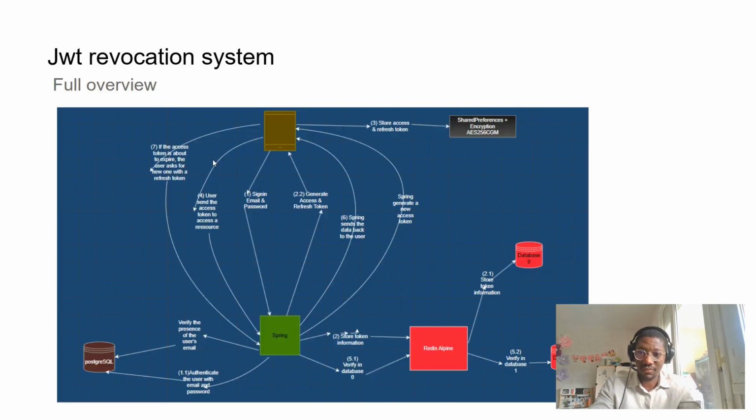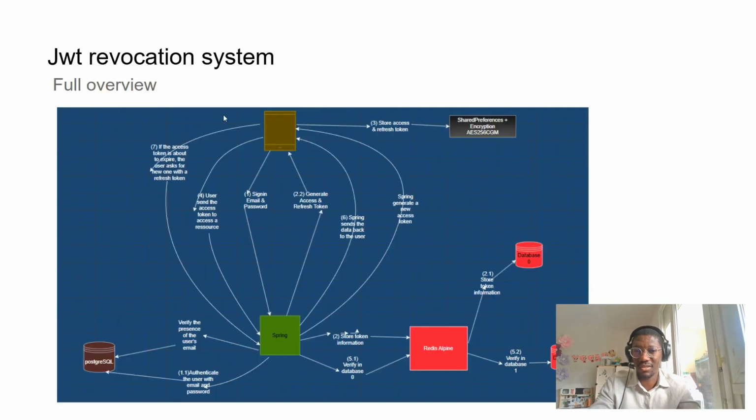So if the access token is about to expire, the user must request a new access token. So you will send a refresh token, and Spring will verify the signature of that token. Also, verify all the claims that you saw earlier that have been stored here in our database. Verify the user email here in PostgreSQL. And if that's okay, Spring then will generate a new access token. This access token will be again encrypted in shared preferences. It will replace the previous one.